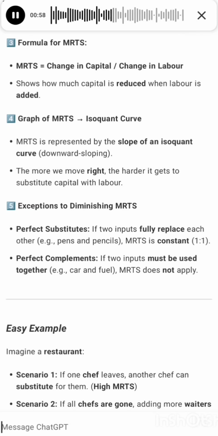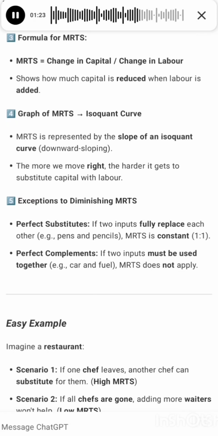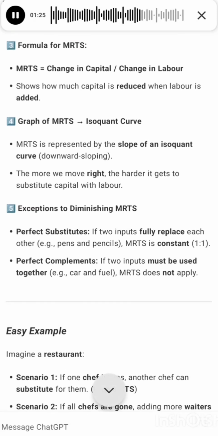For the graph of MRTS, isoquant curve: MRTS is represented by the slope of an isoquant curve, which is downward sloping. The more we move right, the harder it gets to substitute capital with labor. Exceptions to diminishing MRTS? Perfect substitutes. If two inputs fully replace each other, e.g. pens and pencils, MRTS is constant, 1-to-1. Perfect complements. If two inputs must be used together, e.g. car and fuel, MRTS does not apply.